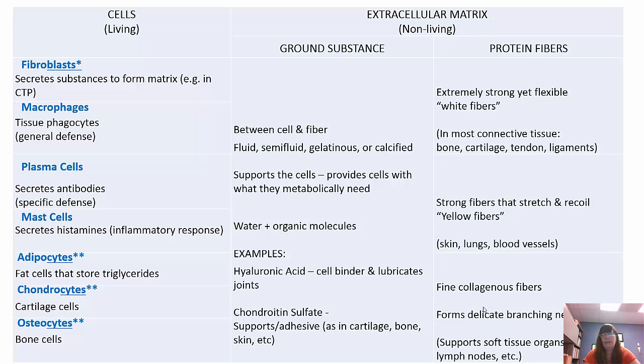Adipocytes are your fat cells that store triglycerides. Chondrocytes are your cartilage cells. Chondro means cartilage, so anytime you see or hear chondro, think cartilage. And then osteocytes are your bone cells. And again, osteo, anytime you hear osteo, think bone. And as I said, collagen, elastic, and reticular fibers.